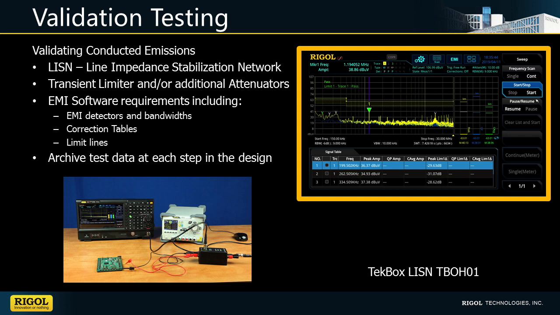We're also going to use some EMI software capabilities like the EMI detectors, bandwidths. We're going to start to use correction tables and limit lines on tests like this as well. In this test, you're going to be able to archive the data to our system to make sure we can long-term continue to do proper validation testing on different versions. Let's go ahead and look at a video.